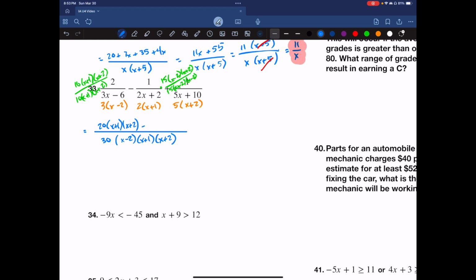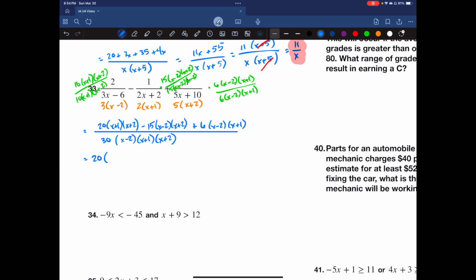Right, which is going to give me minus 15 x minus 2 x plus 2. Okay, and the last one needs 6 times x minus 2 x plus 1. All right, which is going to result in plus 6 x minus 2 x plus 1. Okay, so we need to multiply this out.